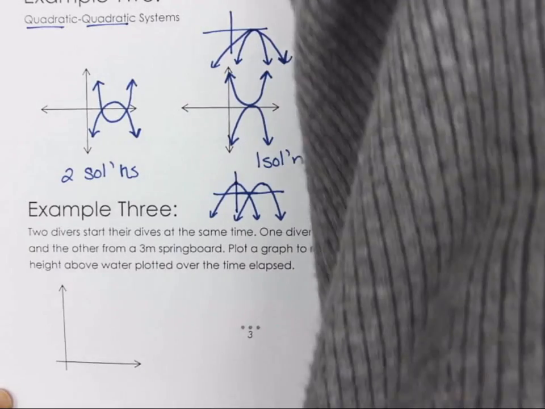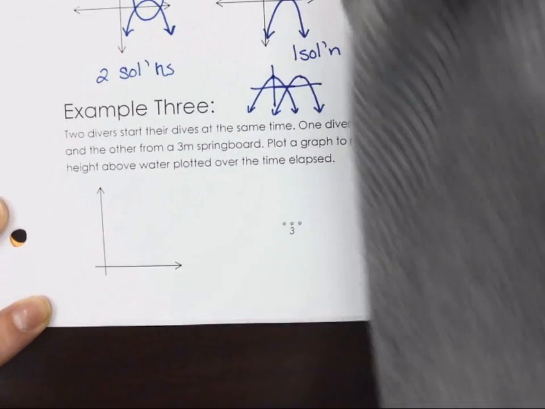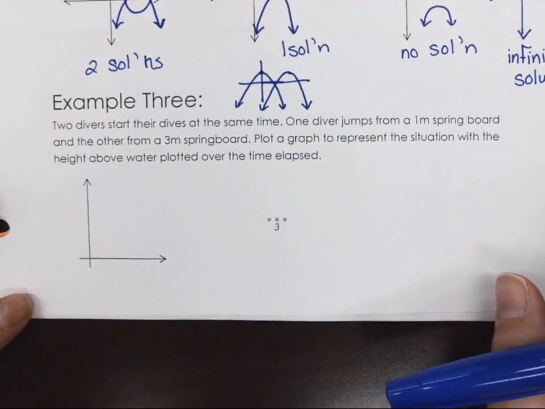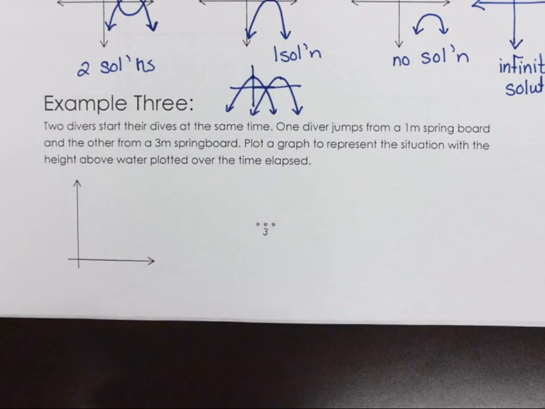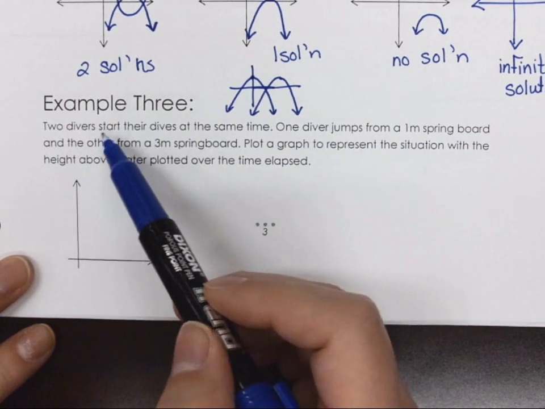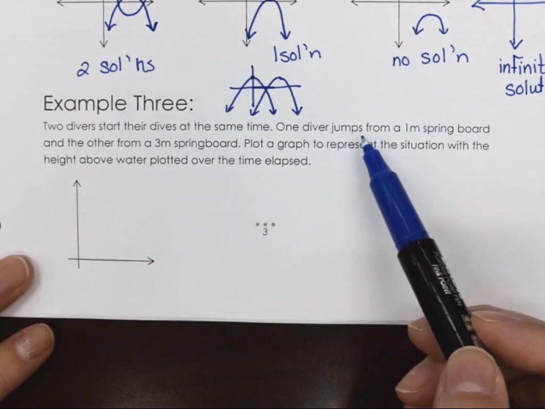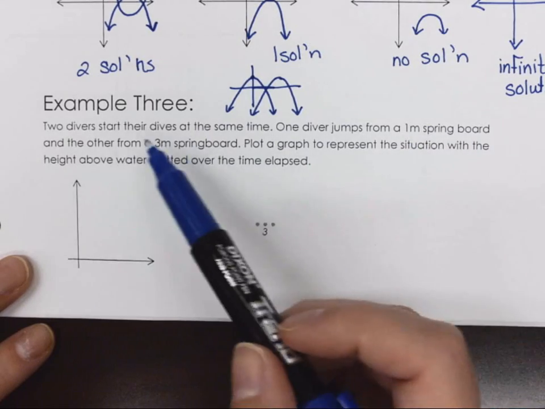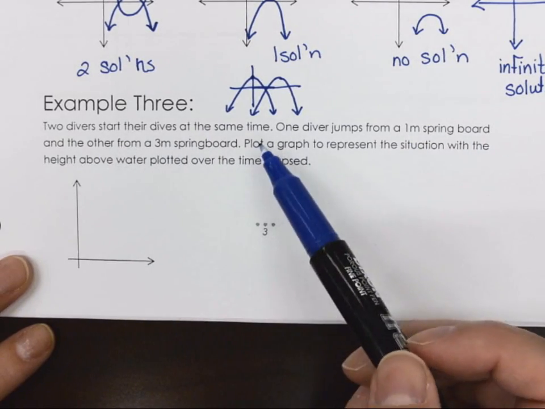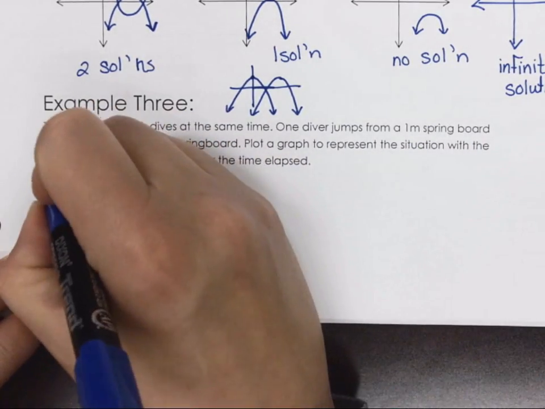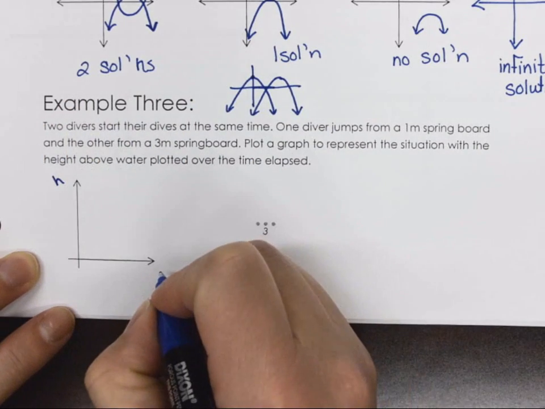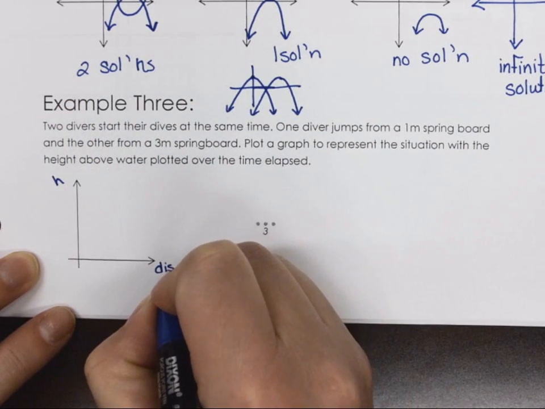Okay, example 3, kind of silly. I don't know why I keep it in, but it's kind of important. So 2 divers start their dives at the same time. One diver jumps from a 1 meter springboard and the other jumps from a 3 meter springboard. So assuming that this is the height and this is the distance.